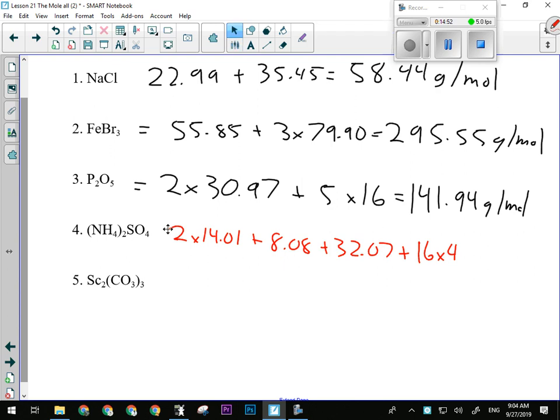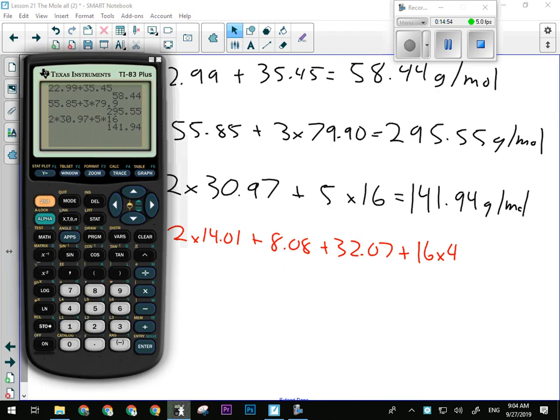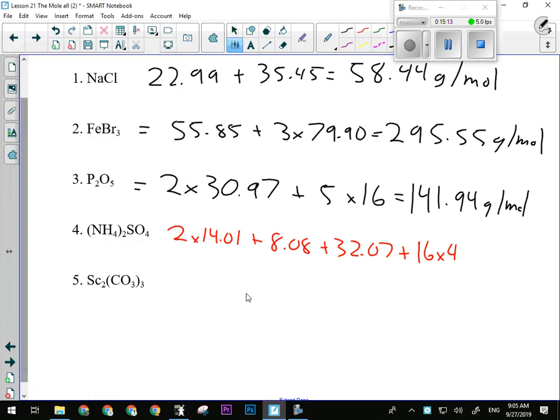Everybody with me on that? Okay. So we put those together here. So we've got 28.02 plus 8.08 plus 32.07 plus 64, which is 64. Okay, so we got 132.17 grams per mole. Okay, so this is a pretty important skill, but it's a pretty basic skill.